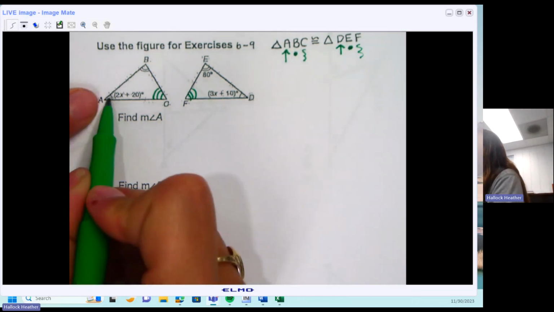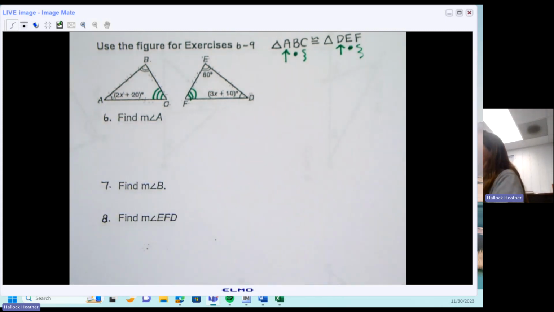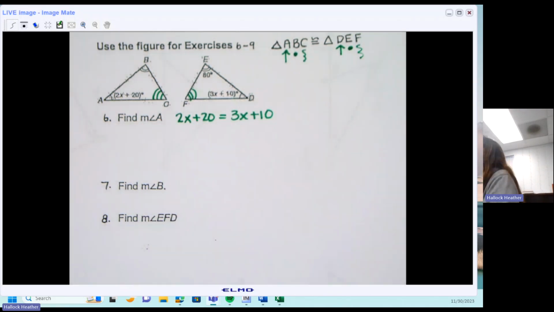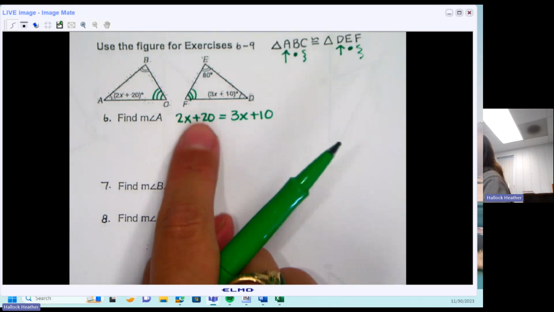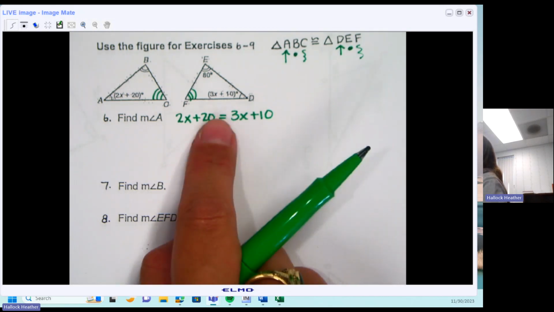So I'm going to take 2x plus 20 and set it equal to 3x plus 10 because they are congruent pieces. So I'm going to say 2x plus 20 equals 3x plus 10. And then there's 4 different ways to solve this equation. Does anybody have a preference on what we want to move? The 20? Okay, so let's move the 20. If you want to move the 10, you can move the 10. That's not wrong. Either way is correct.